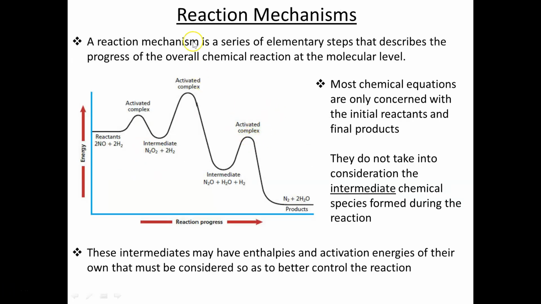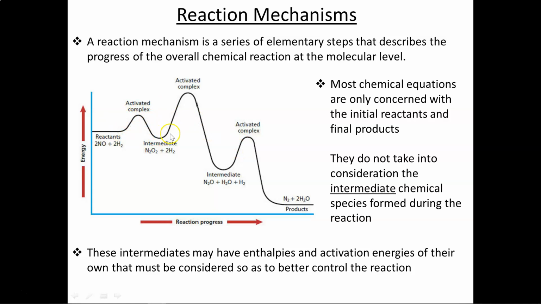Our final topic is that of reaction mechanisms. A reaction mechanism is a series of elementary steps that describes the progress of the overall chemical reaction at the molecular level. Most chemical equations you encountered in grade 9, grade 10, grade 11 were only concerned with the initial reactants and the final products. So what was it at the start? What is it at the end? They did not take into consideration the intermediate chemical species that are formed during the actual reaction.